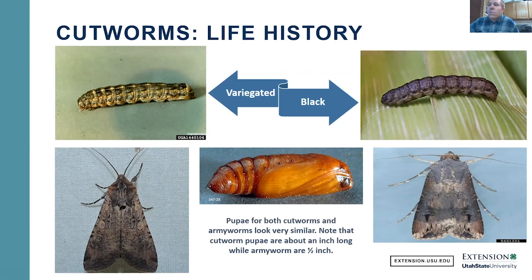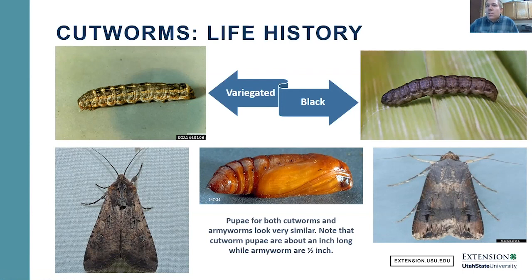So they also are a lot more prolific egg layers. Variegated female can lay 1,400 eggs in its lifetime, and the black ones can lay about 1,900 eggs, and they can go through a few cycles, 2 to 4 cycles in Utah a year. So these can be really prolific as well and cause lots of problems.